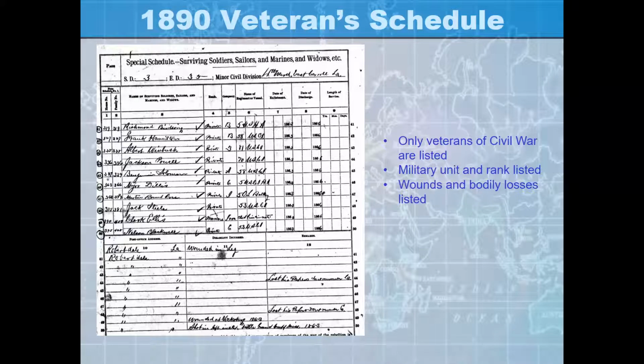One of the substitute documents that may be used in place of the destroyed 1890 census is the Veterans Schedule. Although it only lists the veterans, it does give some information about residents and military service. Although I know that some of the brothers of Freddie Powell served, or Stanton Powell, he was known by both names, I do not find them on this census, which means they were probably already deceased by the time this census came about. Only veterans of the Civil War are listed, the military unit and rank listed, wounds and body losses were also listed.